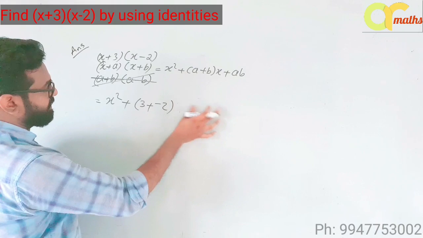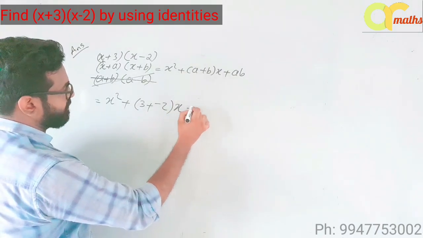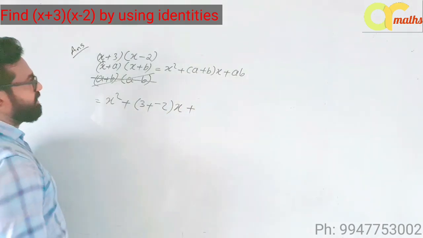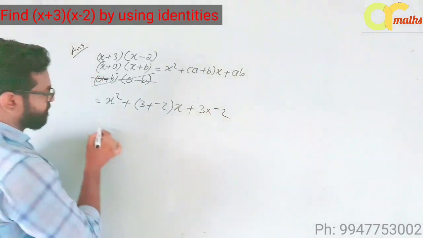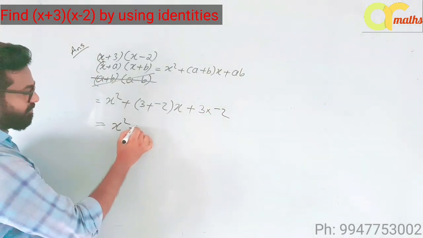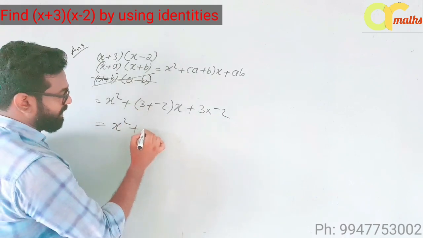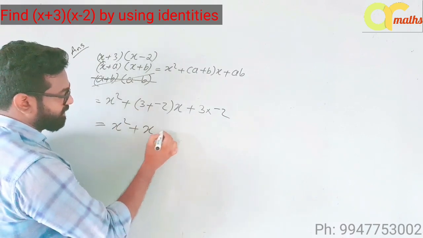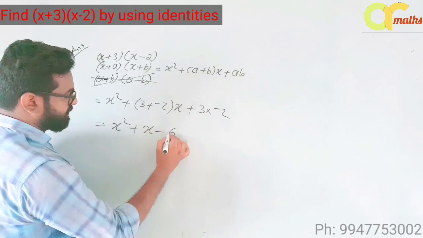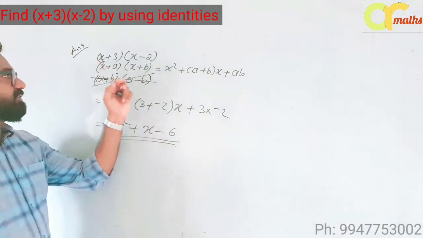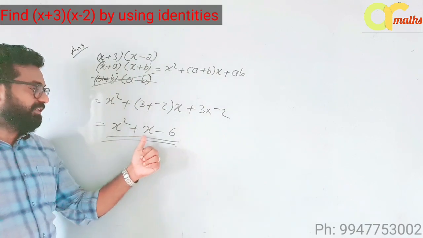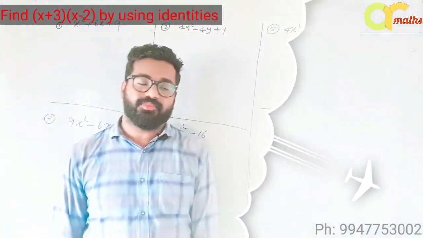into x. What is x here? x plus a into b. What is a? 3 into b is minus 2. So x square plus 3 plus minus 2, that is 1. 1 in the x, x, 3 into minus 2, minus 6. So the product of x plus 3 into x minus 2 is x square plus x minus 6.